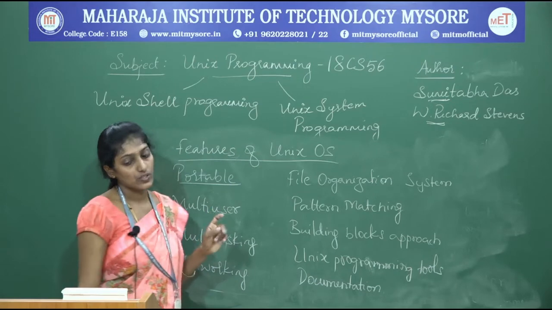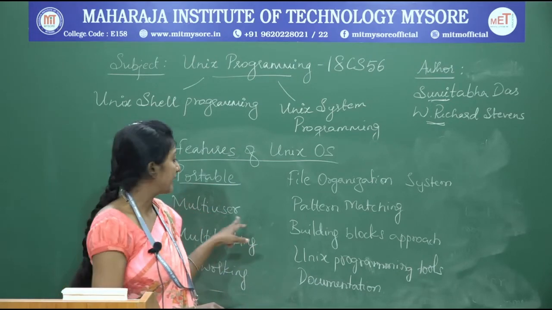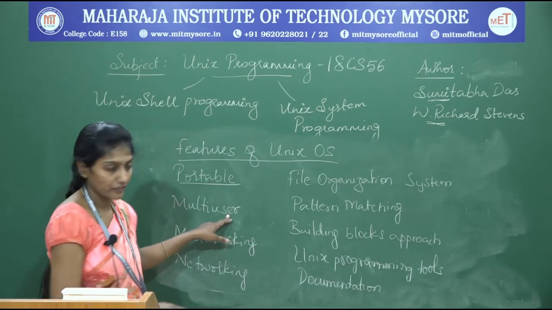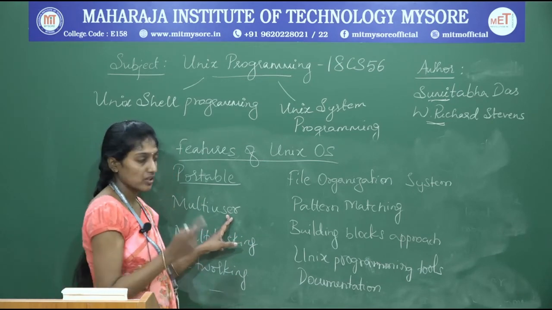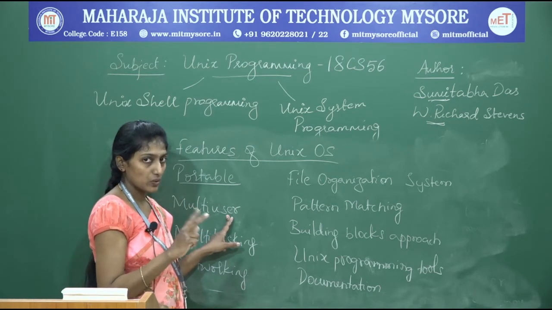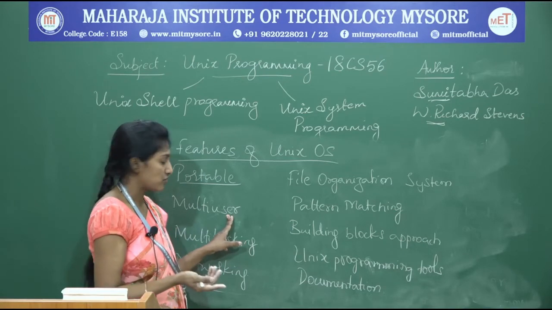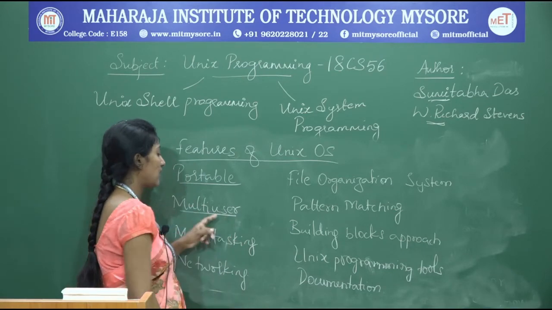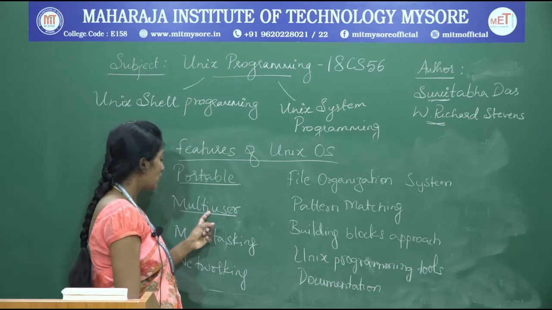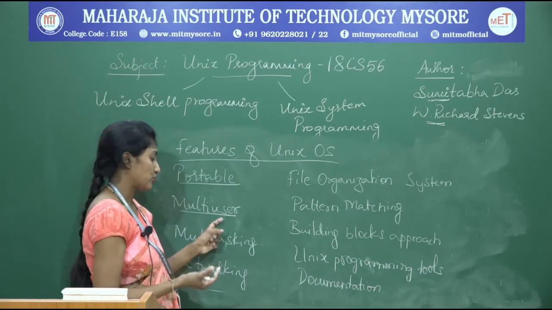Next is multi-user. As I said, Unix design allows multiple users to concurrently share the hardware and the software. So, you can share the resource between multiple users. The same resource can be shared between two end users, or even more than that. The information can be shared. So, only here it is multi-user, and multiple users can access the same resources.